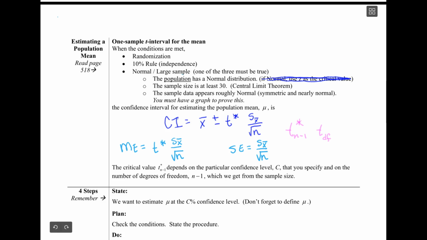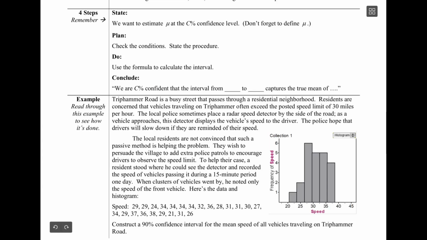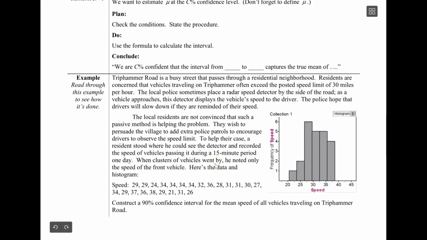Moving on to your first example. So we're still going to follow our 4 steps. State, we want to estimate mu at the C% confidence level. Don't forget to define or use context for what mu is. Check your conditions, and don't forget to state the procedure. Use the formula to calculate the interval, and then we are C% confident that the interval from captures the true mean.